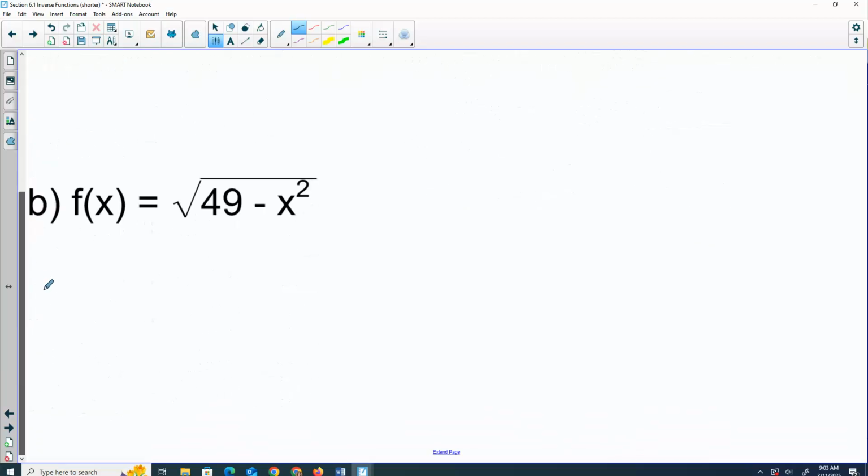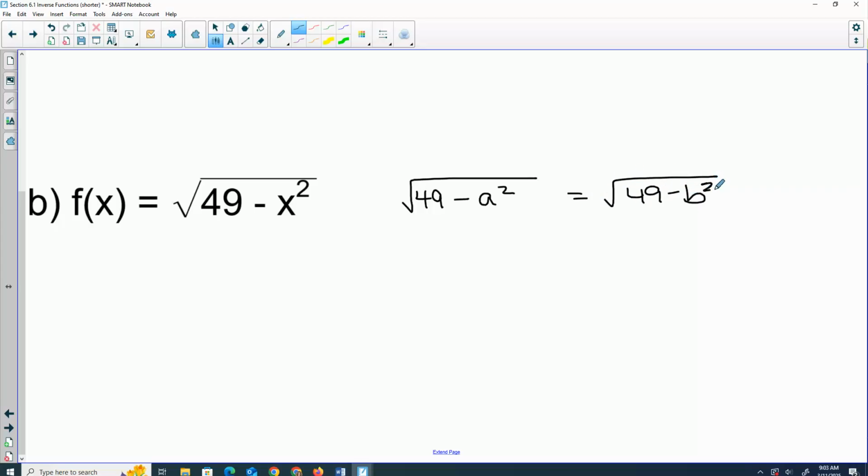So if I look at this one, if I'm trying to decide if it's one-to-one, we are going to pretend we get the same y twice. So you just put a and b into the equation for your x and set them equal. And now we are going to solve this. So how would I get rid of a square root? Square each side.